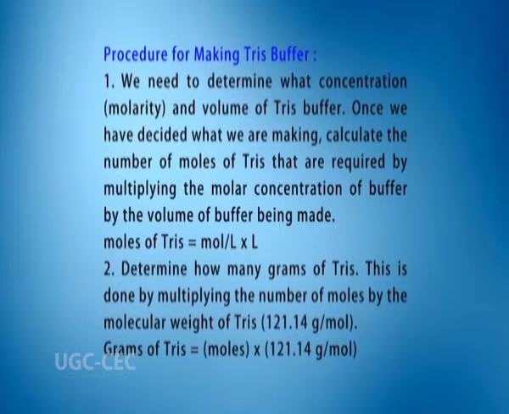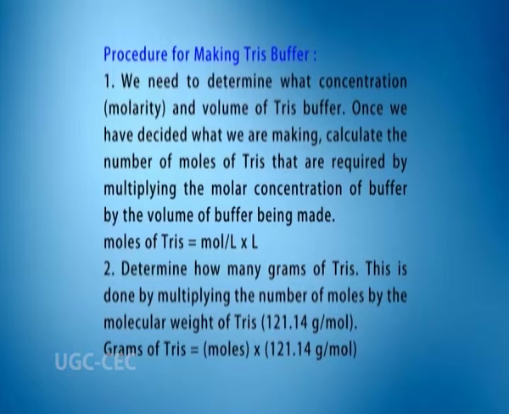Now coming to the procedure for making tris buffer. First, we need to determine what concentration or molarity and volume of tris buffer. Once we have decided what we are making, calculate the number of moles of tris that are required by multiplying the molar concentration of buffer by the volume of buffer being made. Moles of tris is equal to moles per liter times liters.